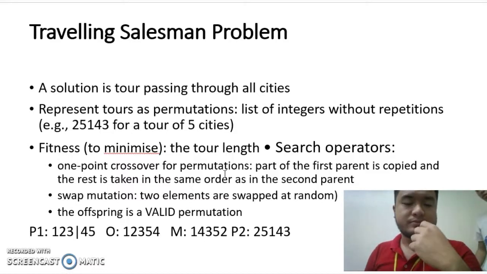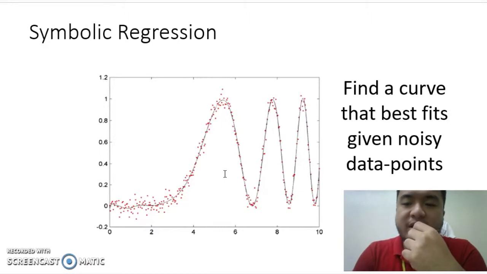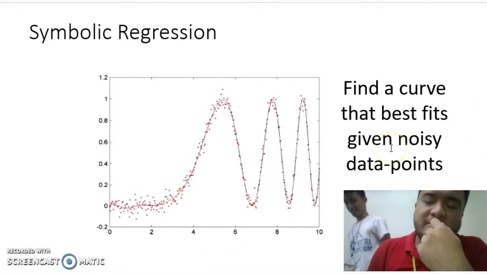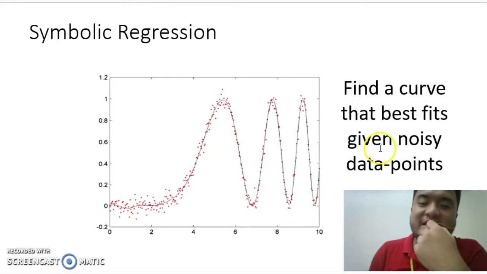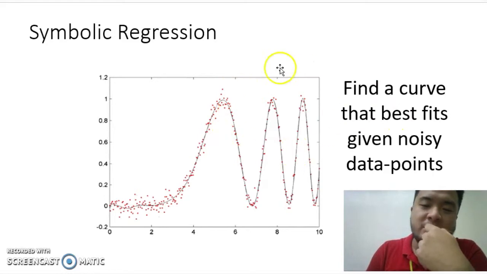So next, it is the symbolic regression. Find a curve that best fits given noisy data points. Okay, this is an example of the regression.